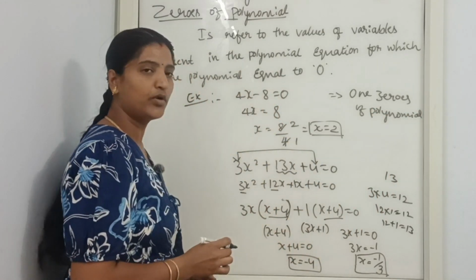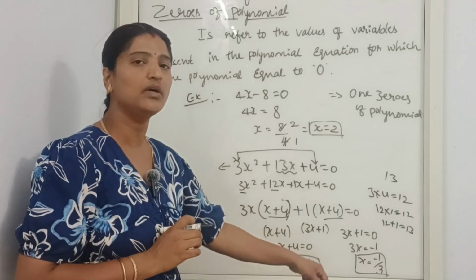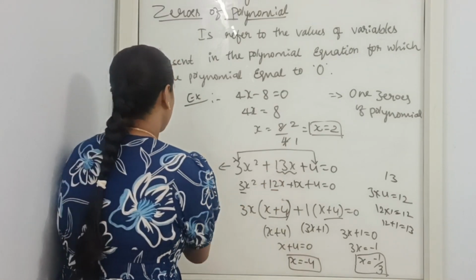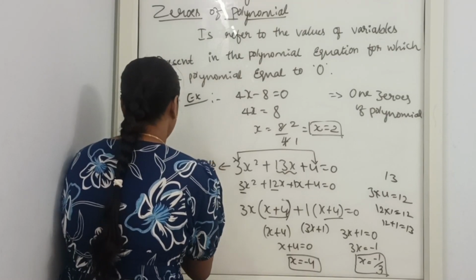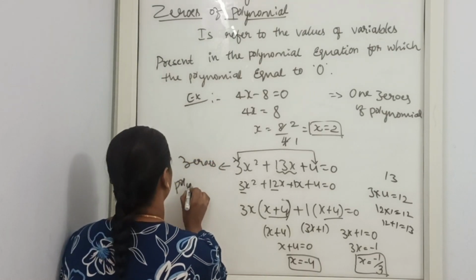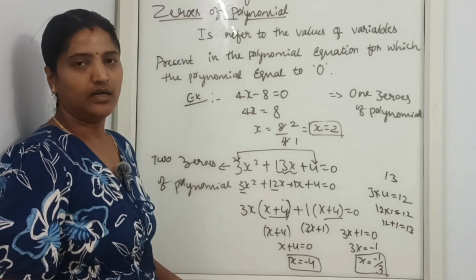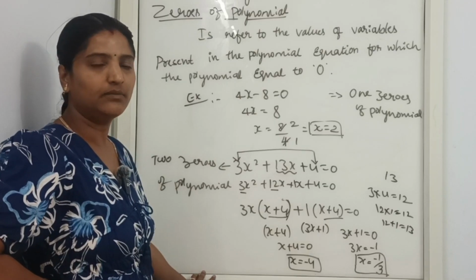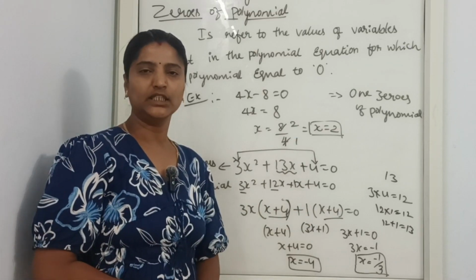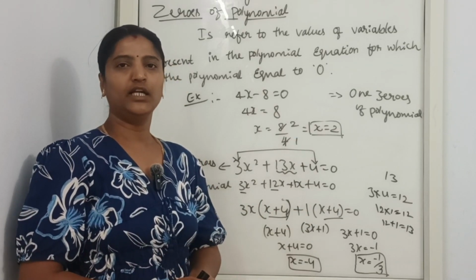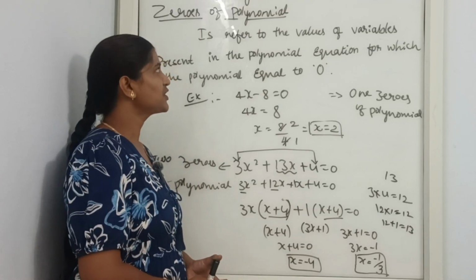And here in the quadratic polynomial, it came 2 zeros, no? That means for the x value of these two, the given equation becomes 0. So 2 zeros of polynomial in the quadratic equation. How many zeros of polynomial? 2 zeros for quadratic, 1 for linear, and it can continue like that. For the cubic, 3 will come, that is 3 zeros of polynomial. Clear? Let us see the next topic.